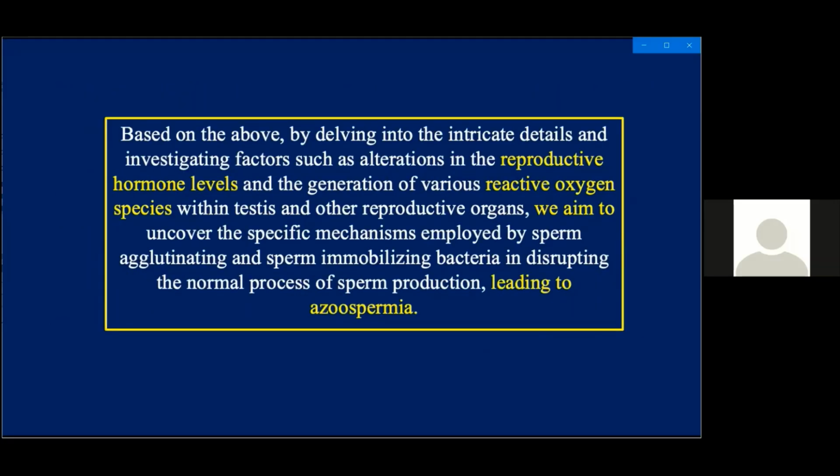Based on the above, by delving into the intricate details and investigating factors such as alterations in the reproductive hormone levels and the generation of various reactive oxygen species within testes and other reproductive organs, we aim to uncover the specific mechanisms employed by sperm agglutinating and sperm immobilizing bacteria in disrupting the normal process of sperm production, leading to azoospermia.